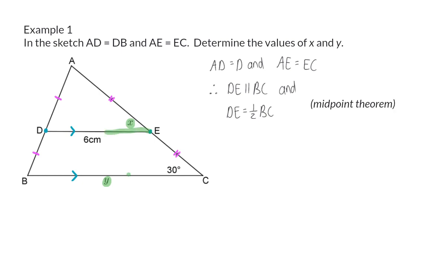Using these parallel lines and my upside down F, I can now say that x will be equal to 30 degrees, and the reason here will be corresponding angles along with my parallel lines. Y is the length of side BC, and side BC is halved to determine the length of side DE, which is 6, and that means that BC has to be 12 centimeters. For this part, we don't need to supply any reasons because we already mentioned it when we wrote down our midpoint theorem.